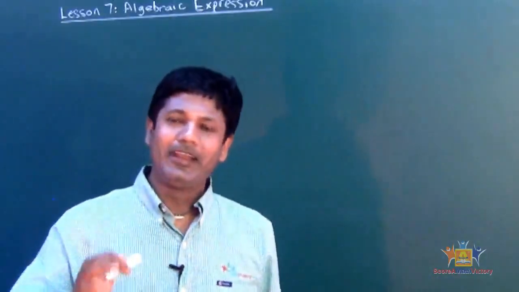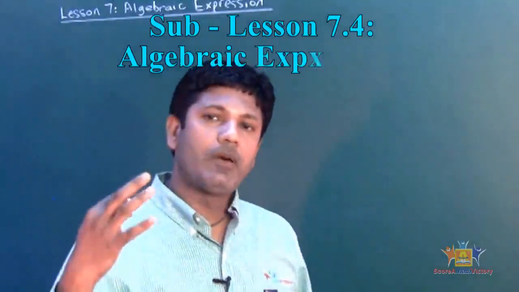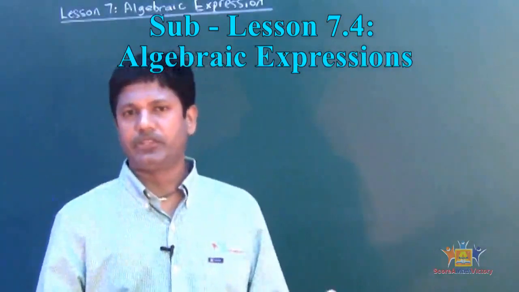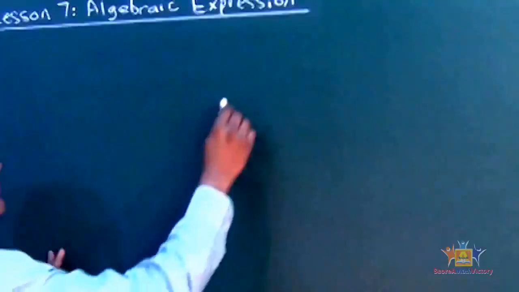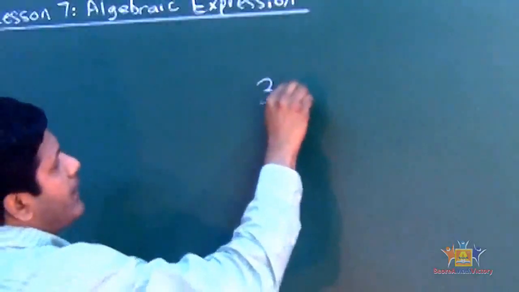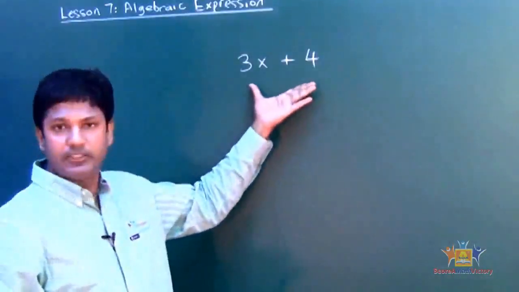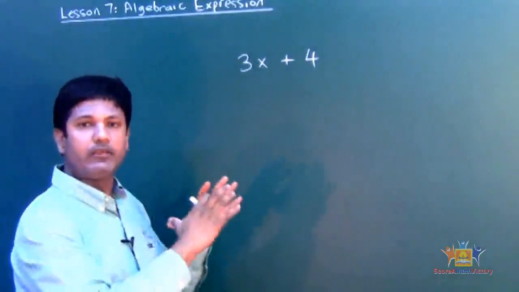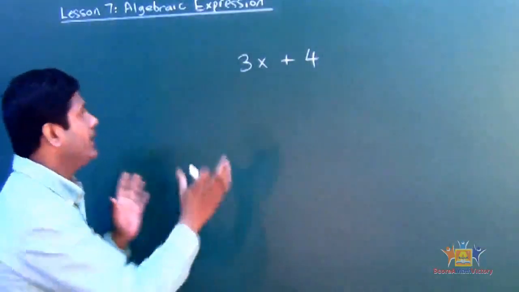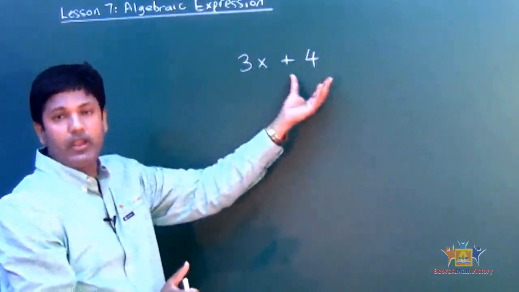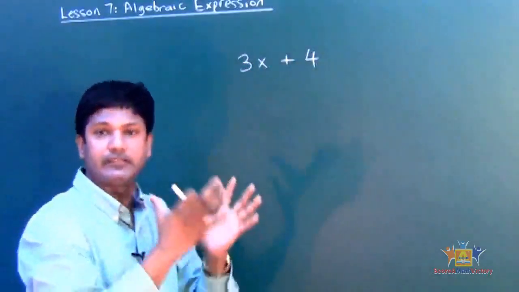All right, good. Now in this sub lesson we're going to talk about algebraic expression. Okay, what is algebraic expression? Let's say for example, if you write 3x plus 4. Now this is an example of algebraic expression. Remember earlier we only talked about terms. Now this is considered one term. See that? And this is another term. Now 4 by itself is a term.